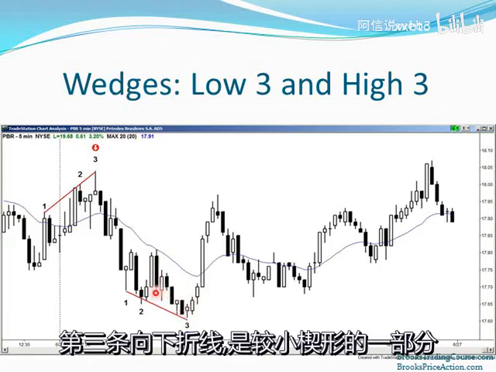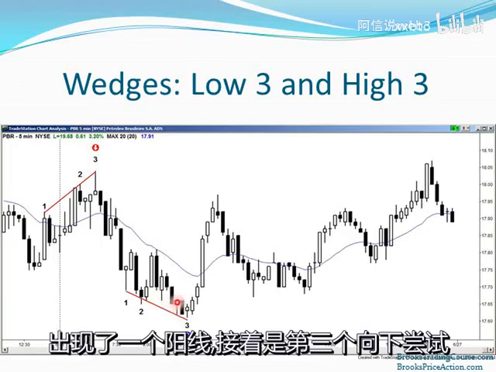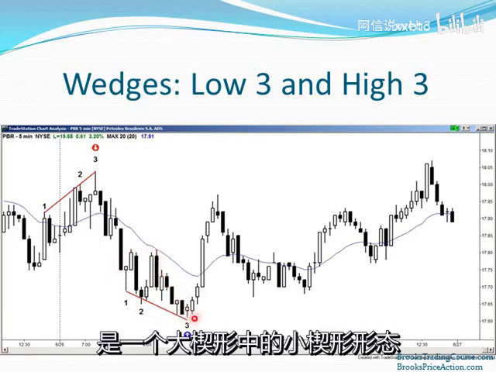The third leg down subdivided into even a smaller wedge. One push down here, second push down here, ending with a bull bar, and then a third push down. So there's a nested pattern. There's a wedge inside of a larger wedge.